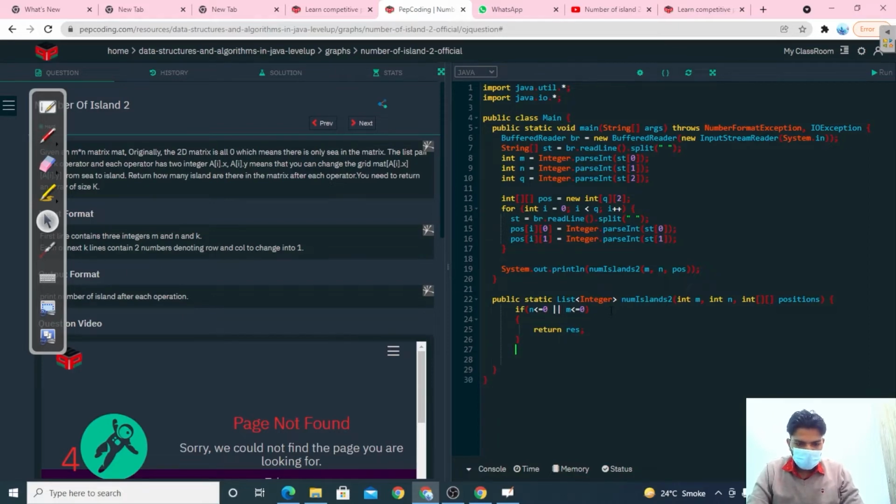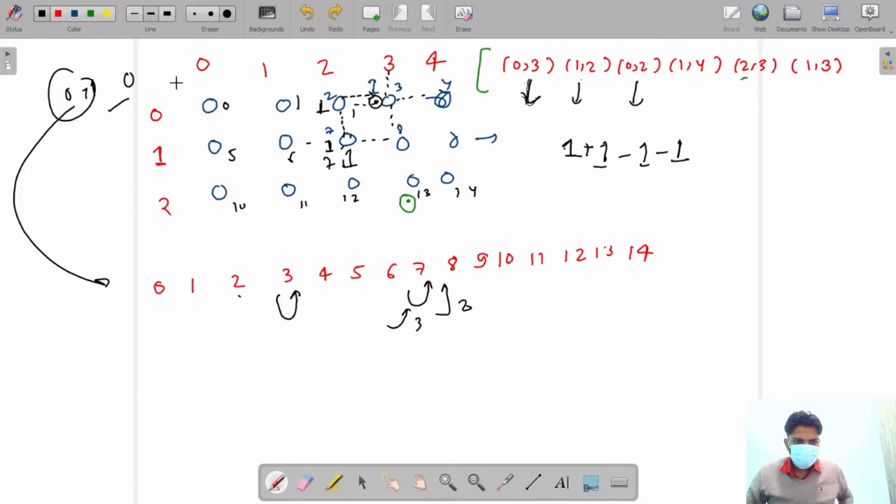After that, we take int count equal to 0. What is this for? This count tells us the number of Iceland counts. This is used to count this Iceland, how many Iceland are present. Like if we put 0 comma 3 as a 1, this Iceland will be counted, and if we put 1 comma 2, then how many Iceland are present? So we have to count this Iceland.